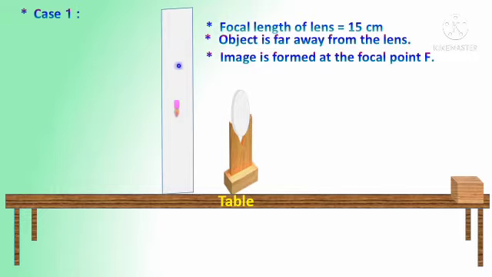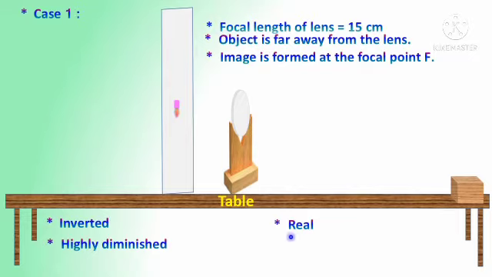What is the meaning of focal point? All refracted rays meet at a point, that is called the focal point. Yes children, focal point. Then here the image is formed inverted. What is that? Inverted. Highly diminished. Diminished means what? That is a very small image. Small image, inverted, and real. Real means a clear image. We can find that in case 1.